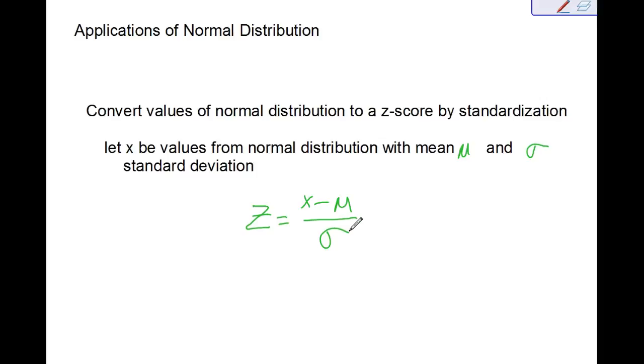Remember that we want to round z-scores to 2 decimal places. Multiple reasons. Main reason being that the cumulative standard normal table is built with 2 decimal places. So let's look at an example of this.